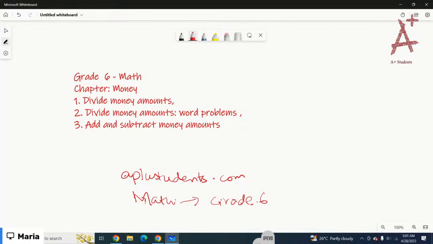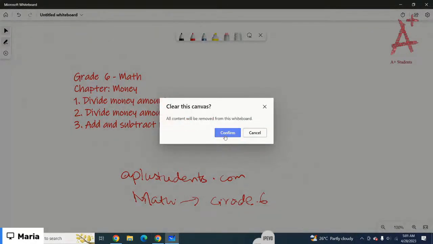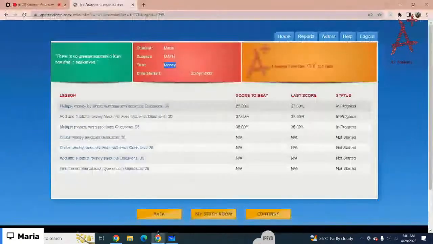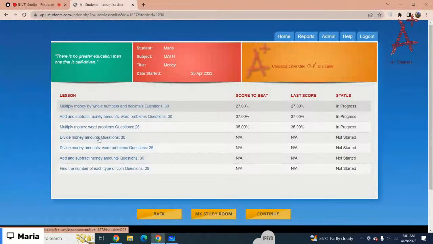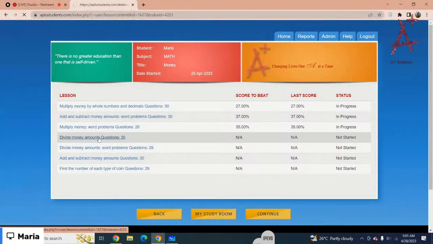We're going to start with the chapter money, and the lessons we're going to cover today are divide money amounts, divide money amounts word problems, add and subtract money amounts. So let's just start with the lesson. Okay, here I'm on grade 6 maths. The lesson name is divide money amounts. So let's just start with the first lesson.